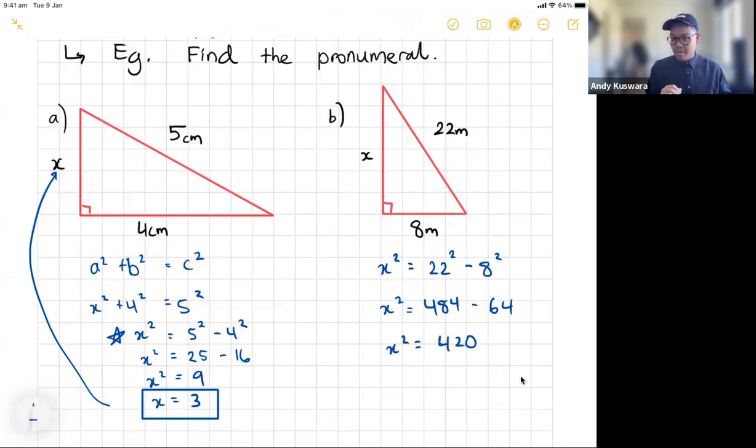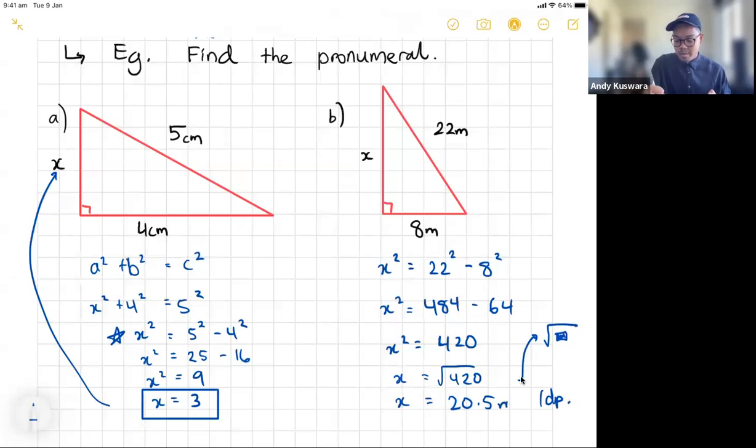But I'm not going to leave it there, because that's x squared. I just want x. So remember, x is going to be the square root of 420. So again, if you put that in your calculator, it should be this button here. I'll write a little note. It looks like this, and it's got a square in it. On your calculator, I'm going to take the square root of 420, and I'm going to get 20.5. And I'm going to say that that's to 1 decimal point, and the units is in meters.